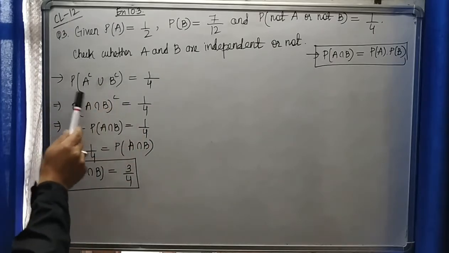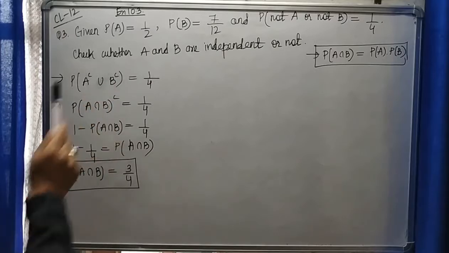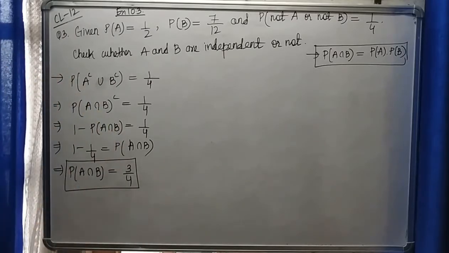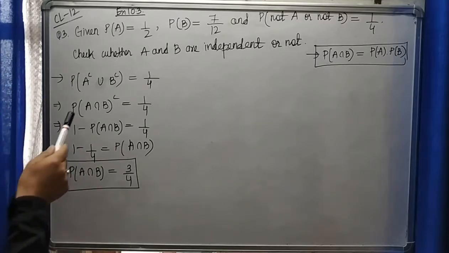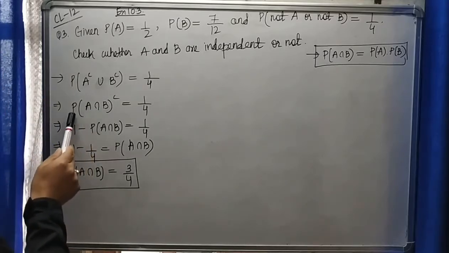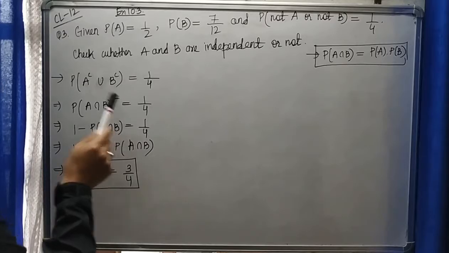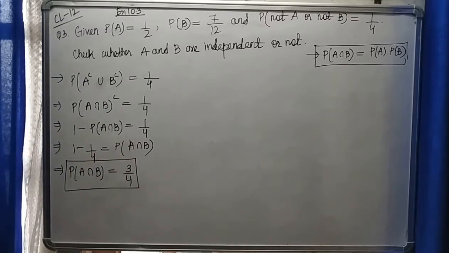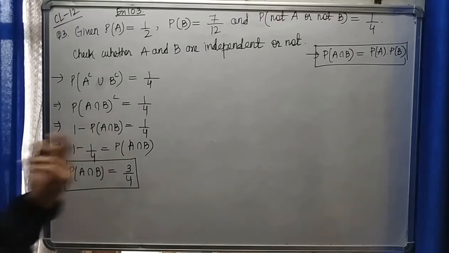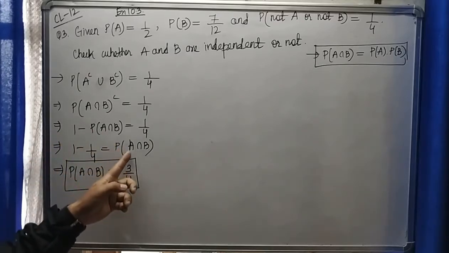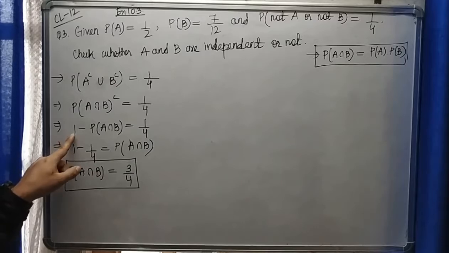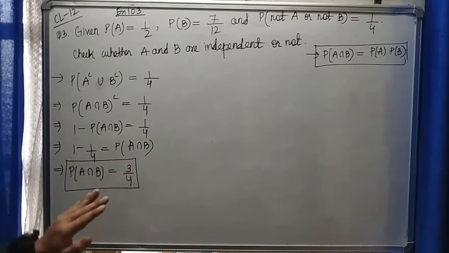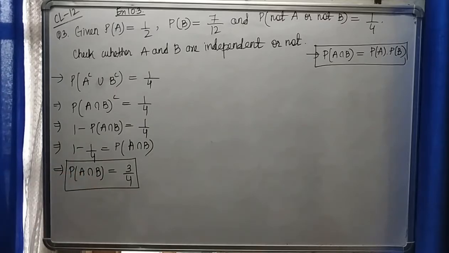Now use De Morgan's law. A complement union B complement means A intersection B whole complement. This was De Morgan's law. And we know that probability of A intersection B whole complement is always equal to 1 minus probability of A intersection B. And from here I can easily find the value of probability of A intersection B, which is 1 minus 1 by 4, which is 4 minus 1, 3 by 4. So 3 by 4 is the value for probability A intersection B.